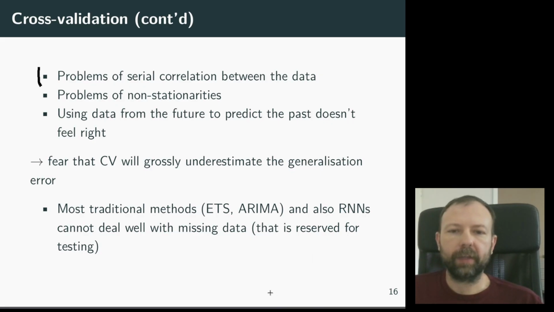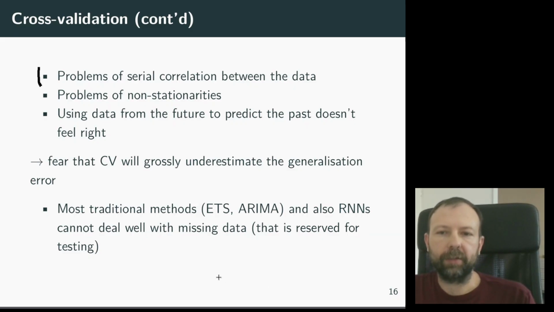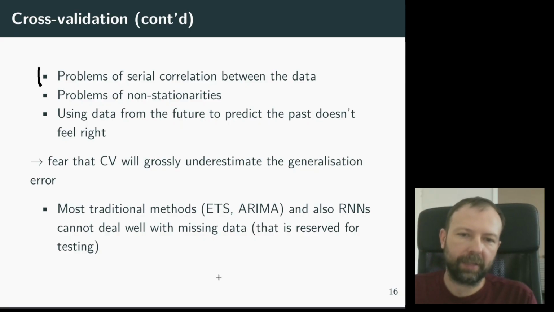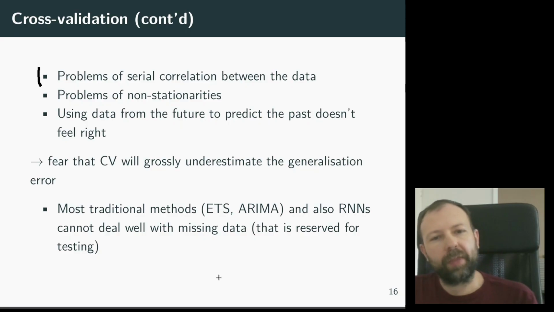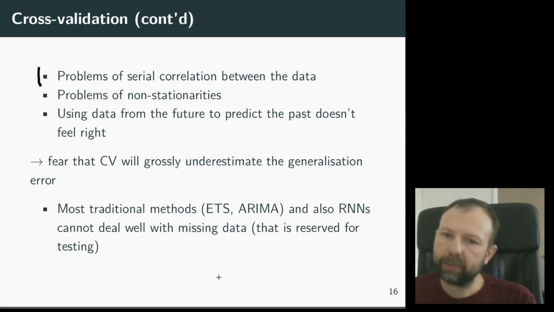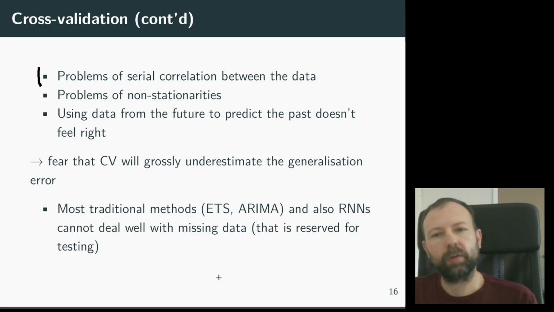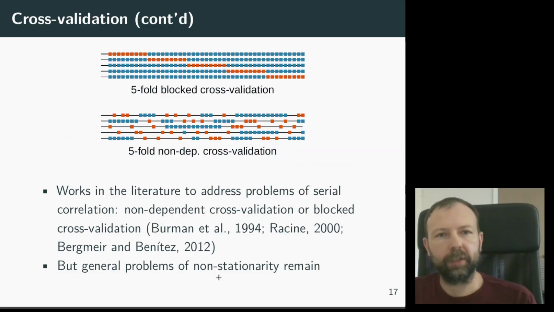And another thing is that most traditional methods like ETS and ARIMA, and also recurrent neural networks, anything that has a state that is updated, they cannot deal well with missing data in the training set that would be missing because it's reserved for testing, right? So you cannot really implement it very well. It has all of these problems, so people have usually not considered it.